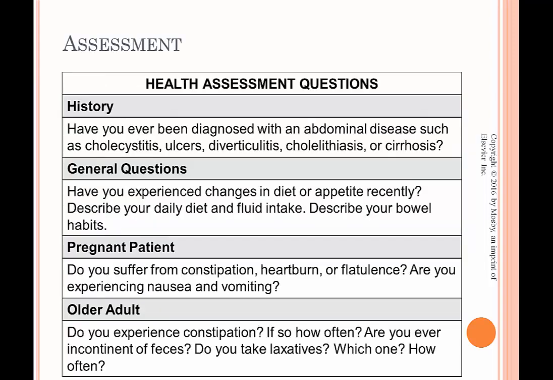So for assessment, we want to be sure that we do a thorough history and ask some general questions. If the patient is pregnant, are they having problems with constipation, heartburn, or gas? And some questions to ask the older adult. We also want to consider the patient's physical, mental, and functional abilities. We also want to look at the patient's environment, both their family and social support.